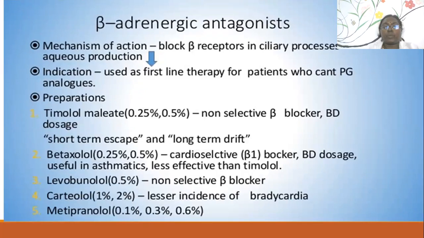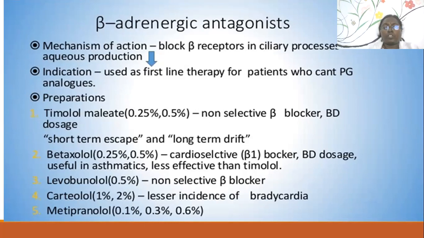Beta-adrenergic antagonists: the mechanism of action is it blocks the beta receptors in the ciliary processes, thereby reducing the aqueous production. So it's a first line of therapy in patients who can't take prostaglandin analogs. The preparations: you have timolol 0.25 percent and 0.5 percent. It is a non-selective beta blocker, and it is contraindicated in bronchial asthma patients.